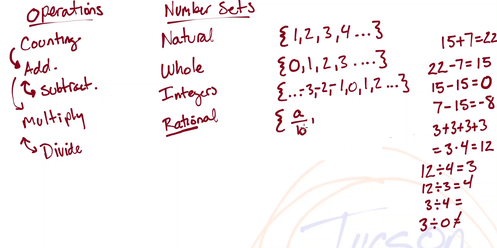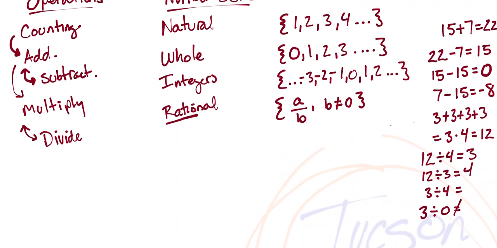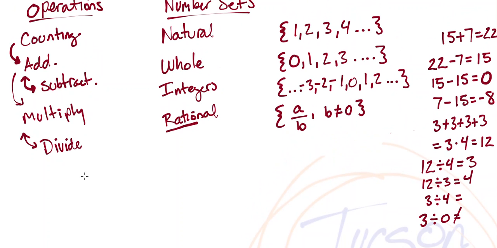So in our rational number definition, a over b, we have to say that b cannot equal 0. We're not going to go down the road of having a number divided by 0. So we'll never divide by 0. Well, that's kind of nice. We didn't end up with even more number sets here. That's kind of cool.